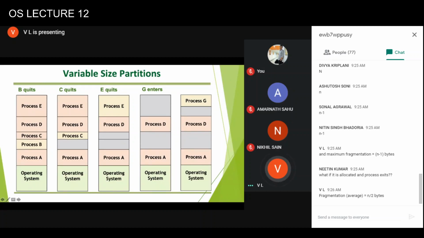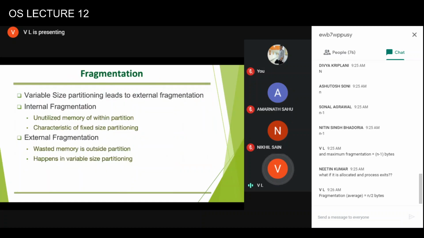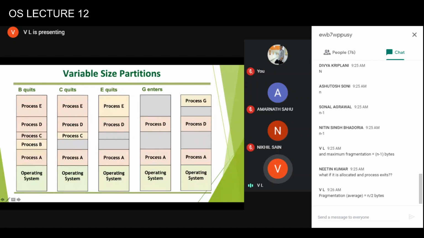Process E quits and process G enters. Now if you look at the memory, there are two holes: one hole between D and G and one hole between A and D. The size of the hole is determined by the size of the partition which was allocated to a process, and naturally different processes are of different sizes. So the hole size will also keep on changing. Now this particular part, which is not allocated, is outside of the process space. So this is known as external fragmentation.